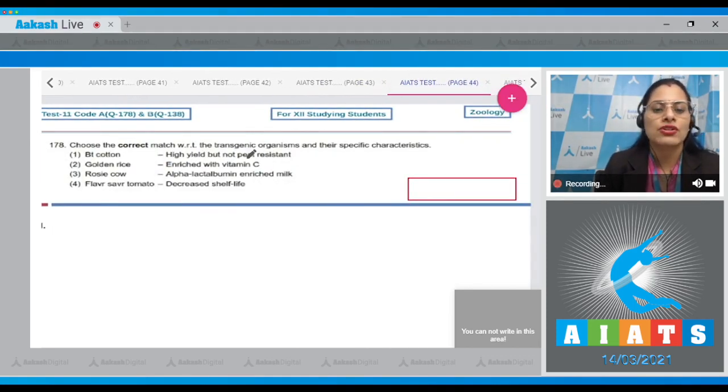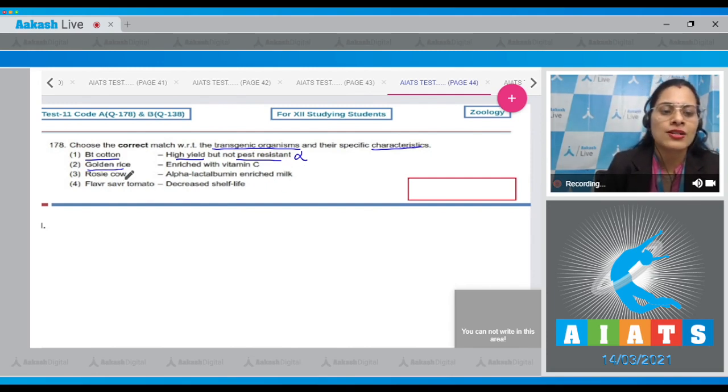Choose the correct match with respect to the transgenic organisms and their specific characteristics. The very first match given, BT cotton is to high yield but not pest resistant, is an incorrect option, because BT cotton shows high yield and pest resistance too. The second option is golden rice that matches with enriched with vitamin C, is an incorrect match, because golden rice is enriched with vitamin A and not with C.